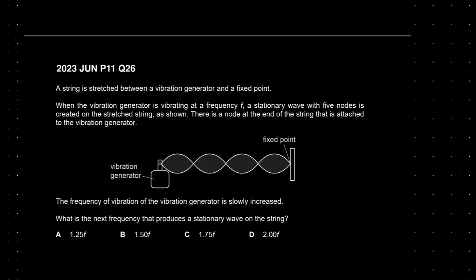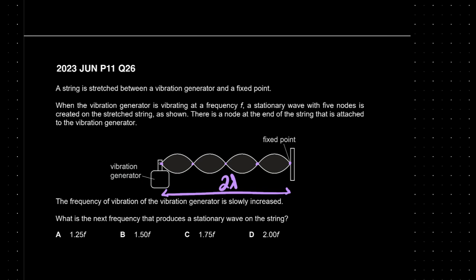So this one is f, right? So it has node, node, node, node, node. So this is half, half, half, half. This is 2 wavelengths, right? And for this, the frequency is f.